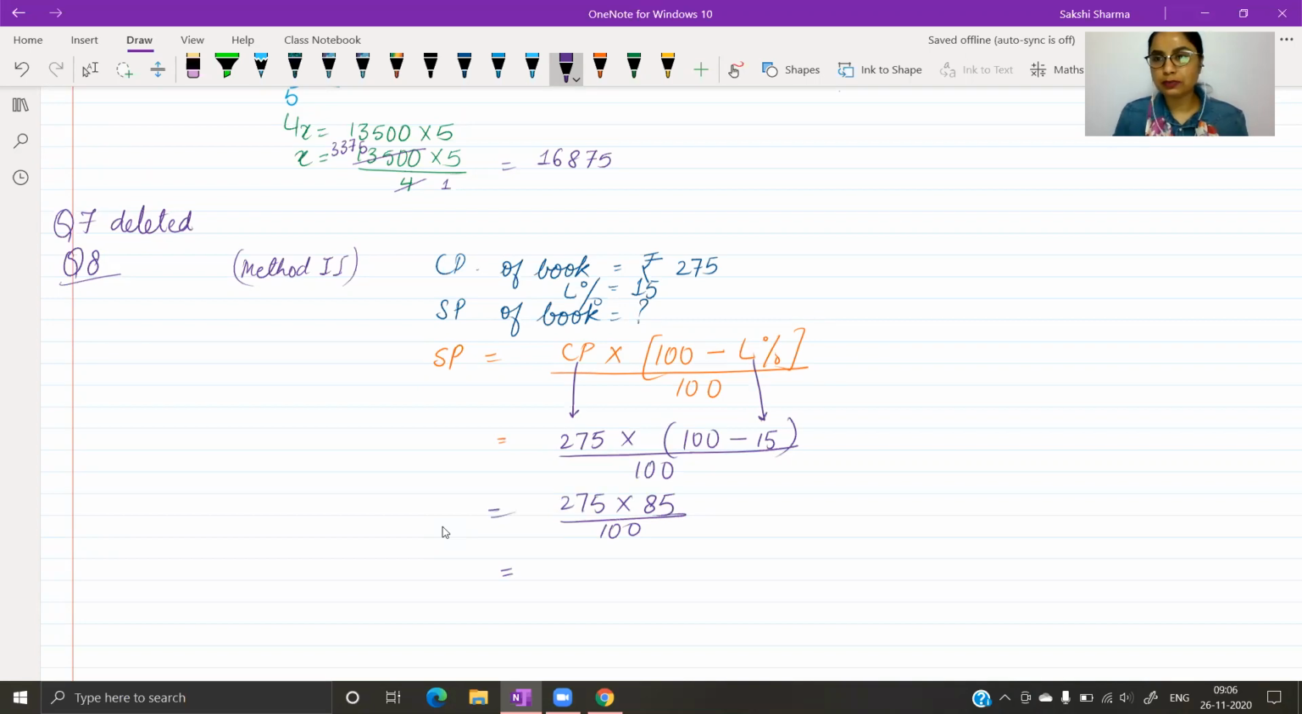Now, I would prefer something here. Don't go and cancel out this 100. Multiply your numerator. Something which we did in fractions also. If you have a denominator 100, don't cancel it unless you are sure that it will be completely cancelled.